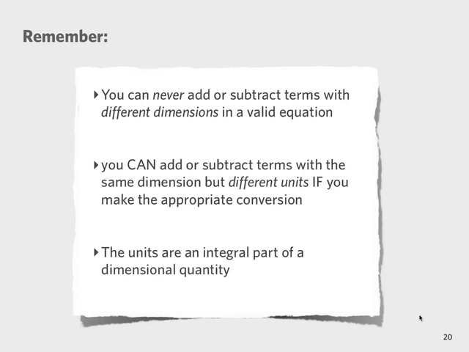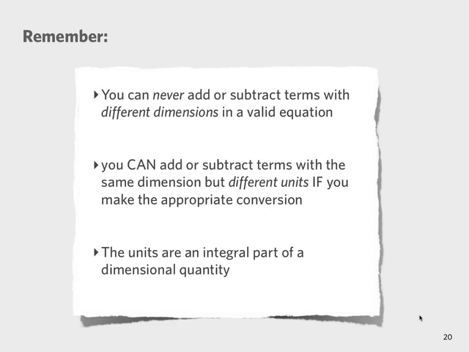So remember, a few points to remember. You can never add or subtract terms that have different dimensions if the equation is valid. So, as an example, you can't add dollars and kilograms. If you're getting something in the store, you can't add dollars and kilograms, right? It's just not compatible. In an equation that makes sense, the dimensions have to be the same.